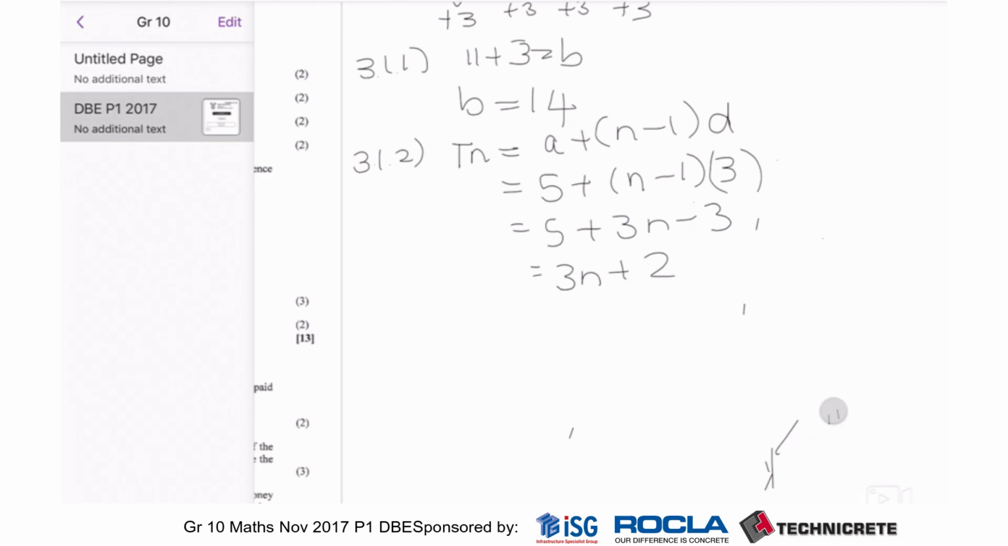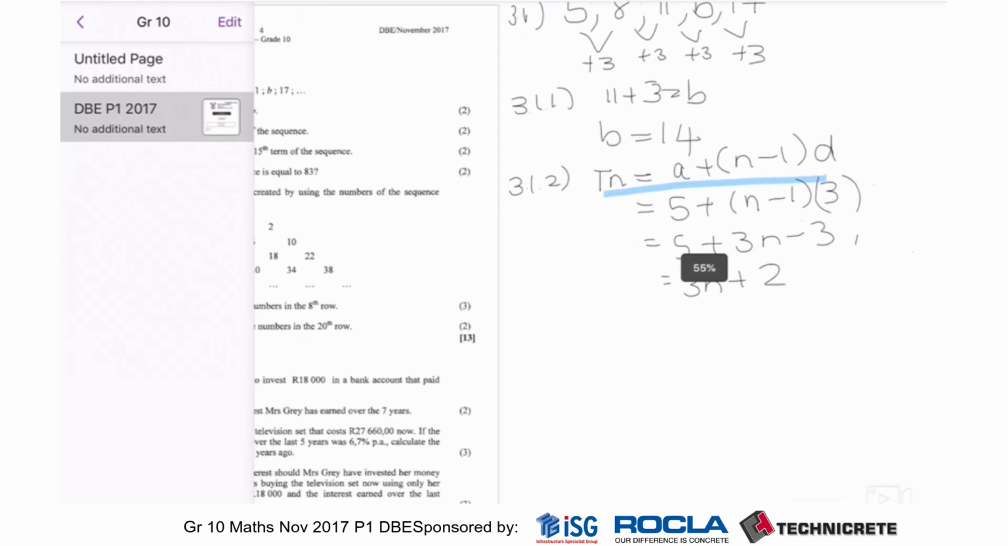Different teachers teach it in different ways. The memo has a different method. This is the way that I like students to do it. So just learning this pattern, know that a is your first term, d is your difference. Okay.